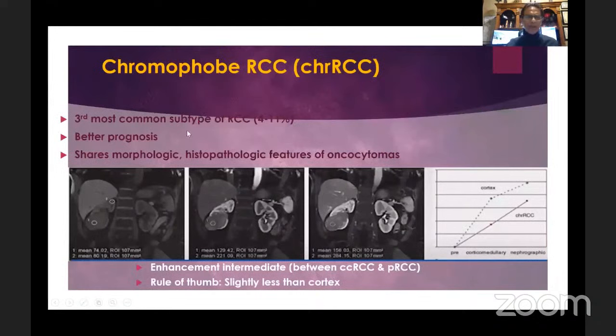How about chromophobe? This is probably the least common and more indolent type of low-grade tumor. It shares morphologic features and histologic features of oncocytoma. They tend to be iso to hypointense on T1-weighted images. They show mild enhancement with IV contrast, no necrosis. Their enhancement pattern is less than clear cell carcinoma. So they are something in between. So rule of thumb in these lesions is they are usually slightly hypoenhancing compared with the cortex.